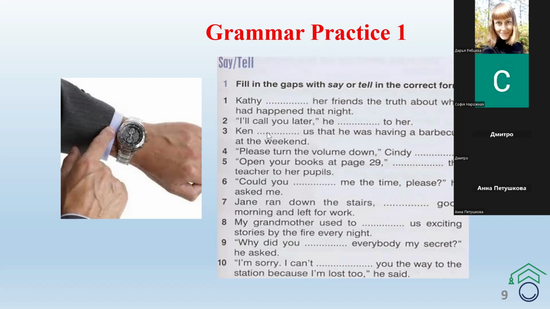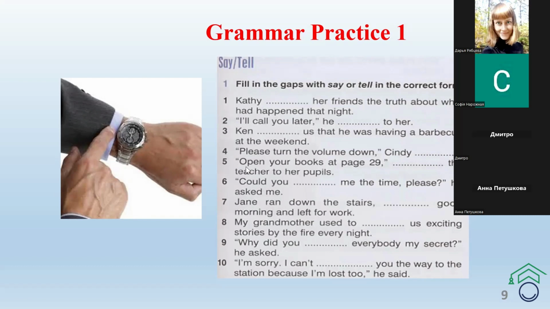Thank you, Sonia. Дар'я Рябцева, будь ласка, sentence 3. Ken told us that he was having a barbecue at the weekend. At the weekend. Okay. One more sentence, please. Can you read one more sentence? Yes, please turn the volume down, Cindy say. Cindy said. Yeah, Cindy said. We can't use tell without a pronoun after it. That's why only Cindy said. Thank you, Дар'я. Анна Петушкова.